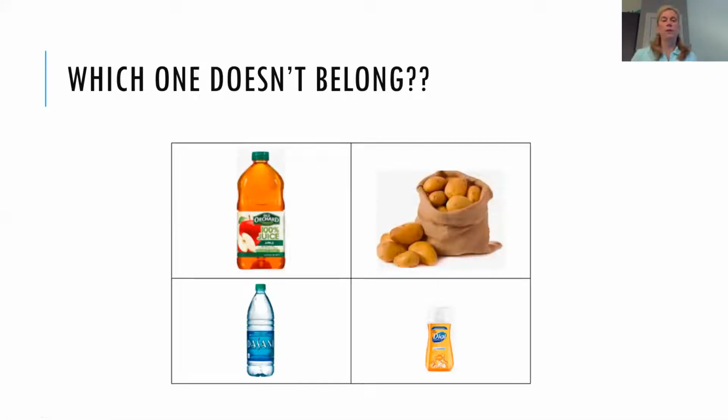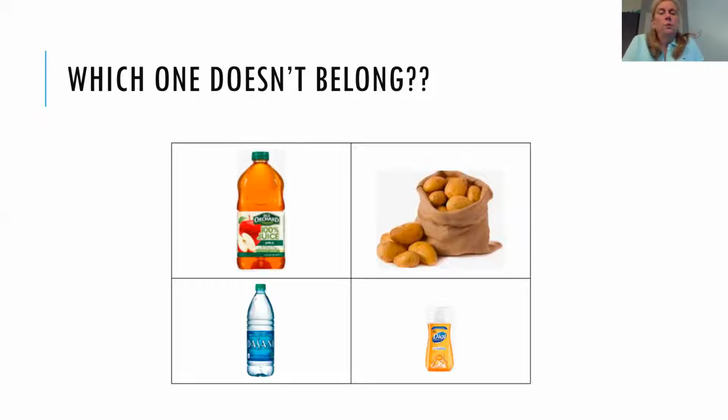you'll see 4 things. I see apple juice, I see a bag of potatoes, I hope you've been using a lot of this lately, this is liquid soap. And I also see a bottle of water. And you know it's important to drink a lot of water. But we're going to think like mathematicians today. And in thinking like mathematicians, one of these does not belong.